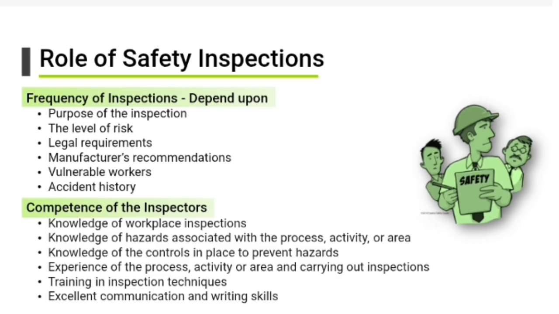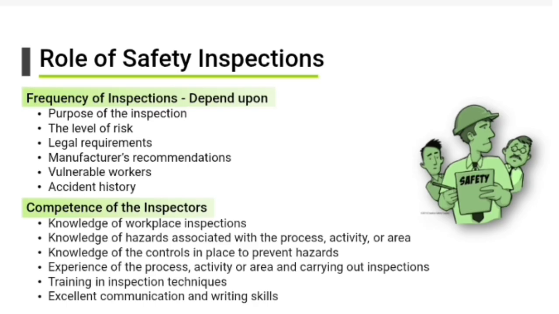The frequency and effectiveness of safety inspections are contingent on various factors, including the purpose of the inspection, the level of risk involved, legal requirements, manufacturers' recommendations, the presence of vulnerable workers, and the accident history of the workplace. Competent inspectors play a pivotal role in ensuring the success of these inspections.